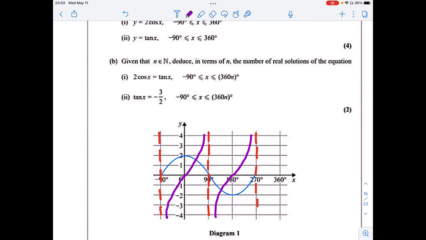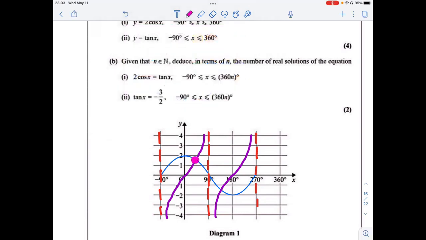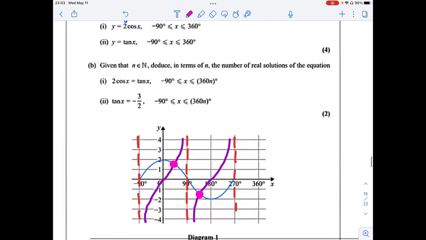Now coming to part B, given that n belongs to N, deduce in terms of n the number of real solutions of the equation 2 cos x is equal to tan x. When we see the graph, we can see that 2 cos x is equal to tan x. At how many points is it intersecting? At 2 points it is intersecting. So when it is minus 90 to 360, it is intersecting at 2 points. So therefore, for n times, it is going to be intersecting at 2n.